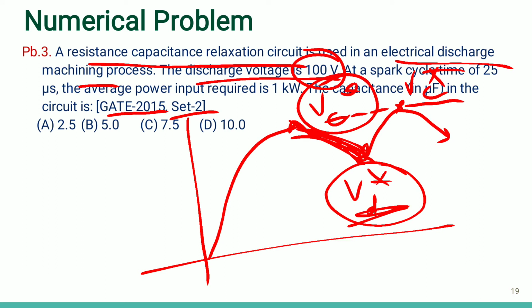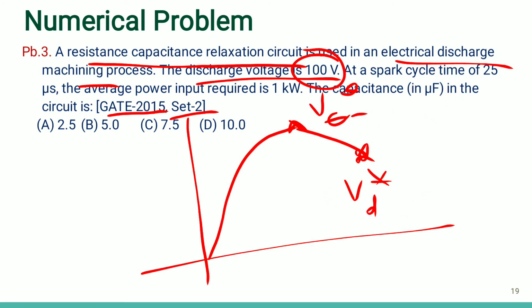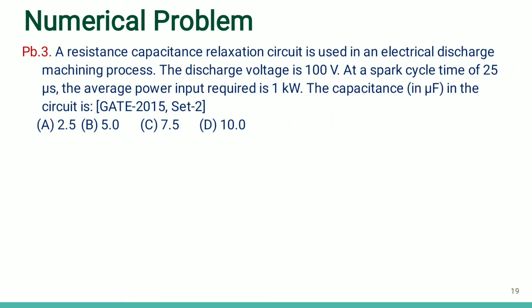So nothing we can assume, but we cannot predict, basically. So what we have to do is find out the value, and accordingly we will assume the value of that. Okay, the spark cycle time that is given to you is 25 microsecond. The average power input required is 1 kilowatt. Okay, the capacitance value that we have to find out.